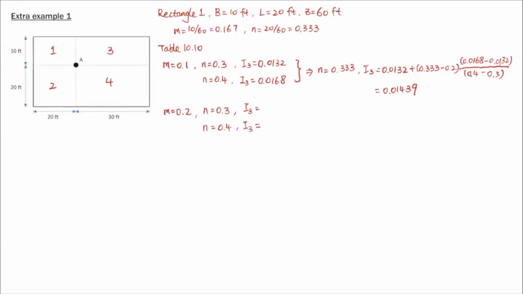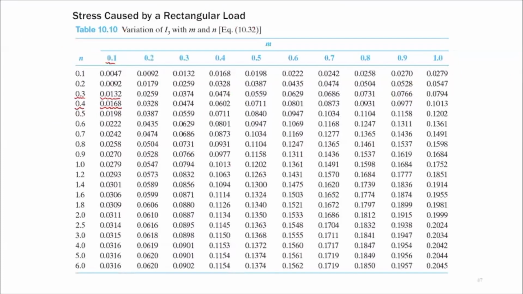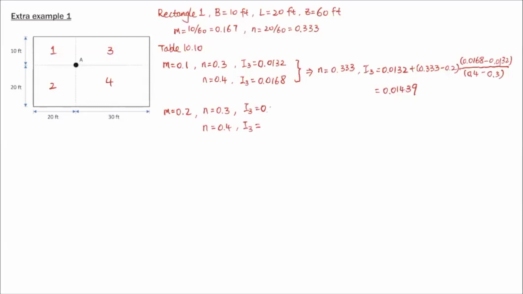Let me go to table 10.10. So this time we're looking for m of 0.2 and then n of 0.3 and 0.4. So that's 0.0259 and 0.0328. You can get these two values directly from the table, then do linear interpolation again for n of 0.33.